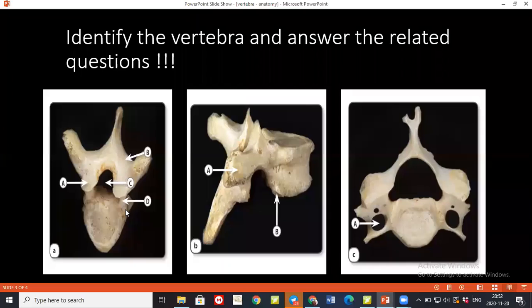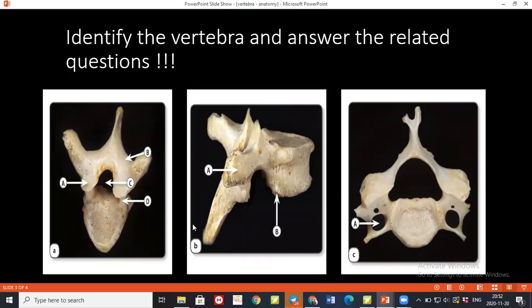A is the superior articular facet of the 7th cervical vertebra. B is the lamina of the vertebra, and C is intervertebral foramen. Sorry, ma'am, C is vertebral canal. And D is the pedicle of the vertebra.